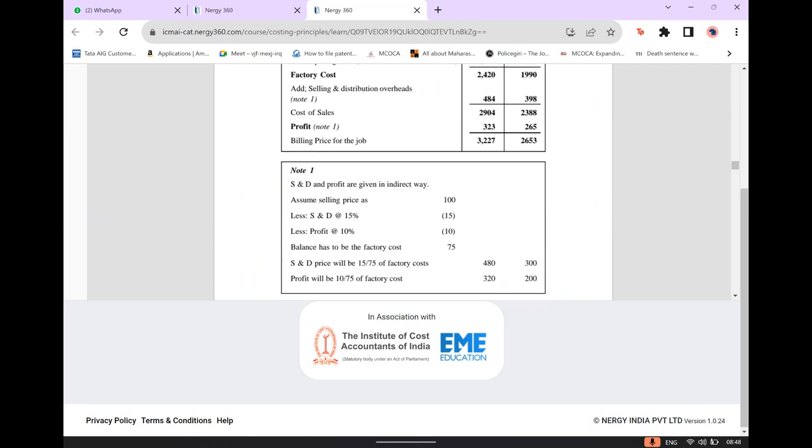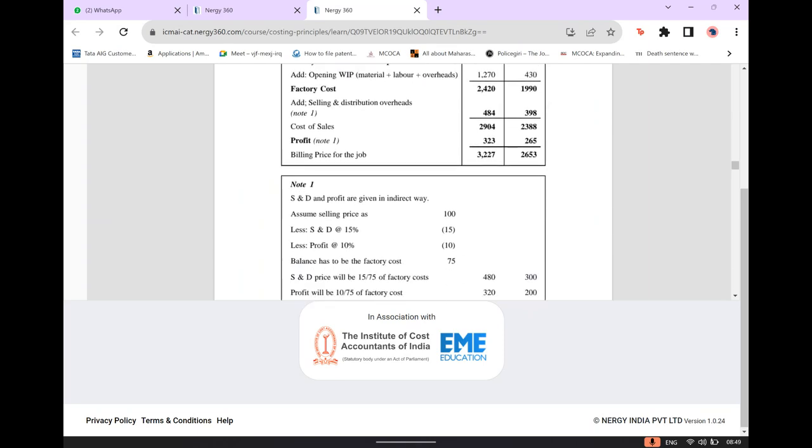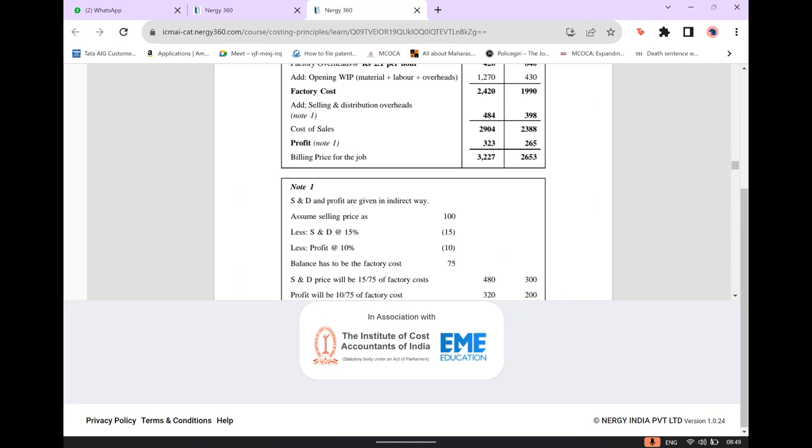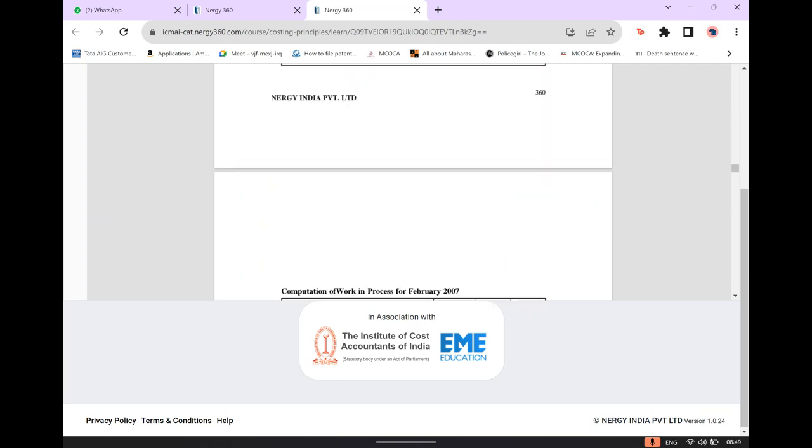So if you subtract these two items from the selling price, you get the cost. So the cost is 75. So selling and distribution expense will be 15 by 75 of the factory cost, and profit will be 10 by 75 of the factory cost. So you arrive at it. Factory cost, you calculated it, and you will arrive at the profit also.